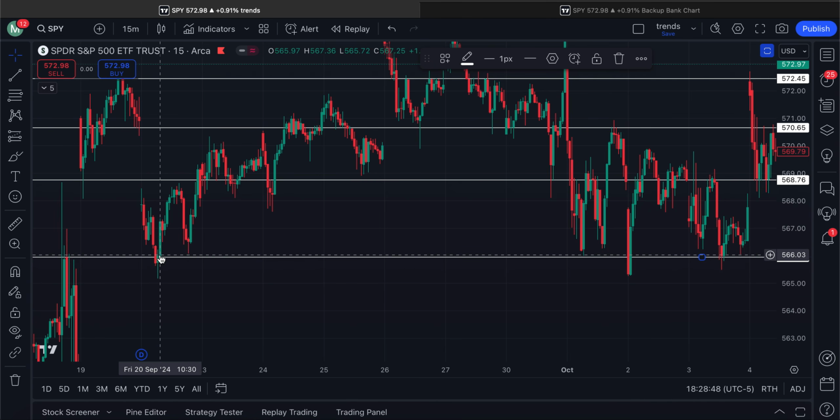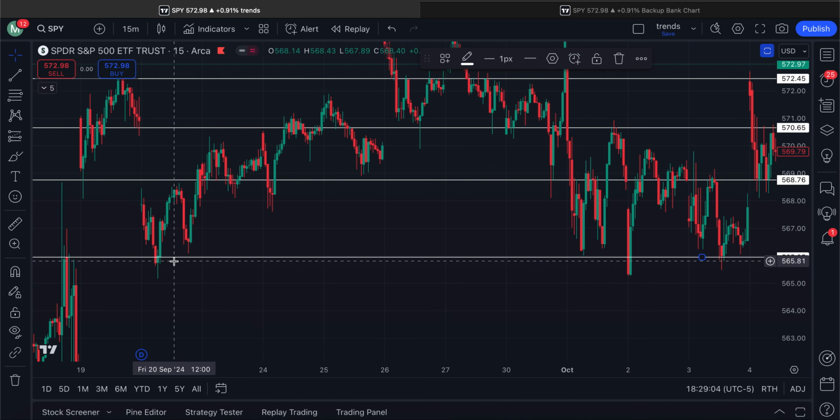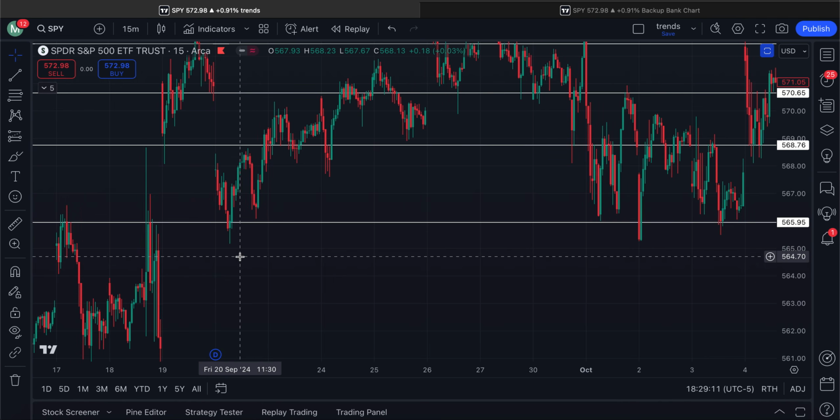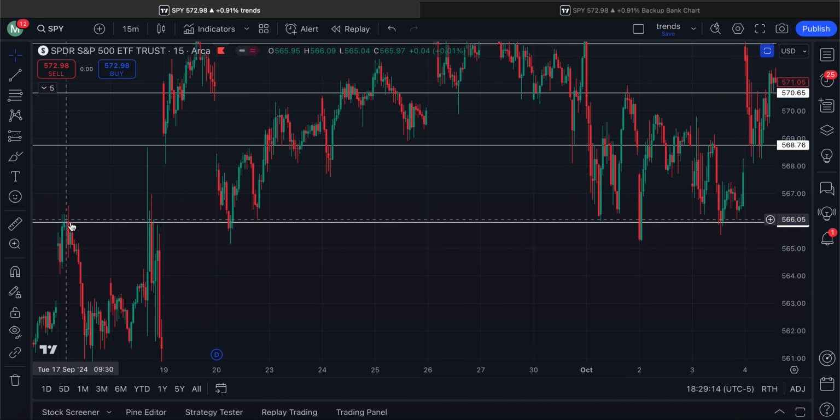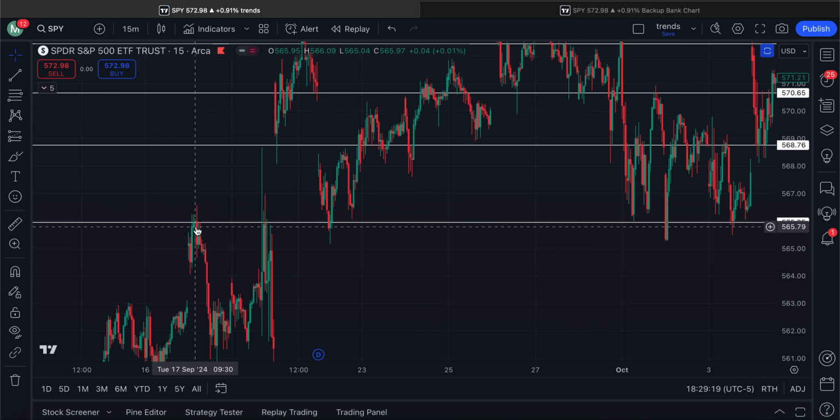This one opened up at 565.97. Right, that looks good to me. Might just push a little bit more up. I'm gonna see where this wick went all the way down to, 566. Nah, I'm just gonna leave it there. Okay, there's more price action over here.